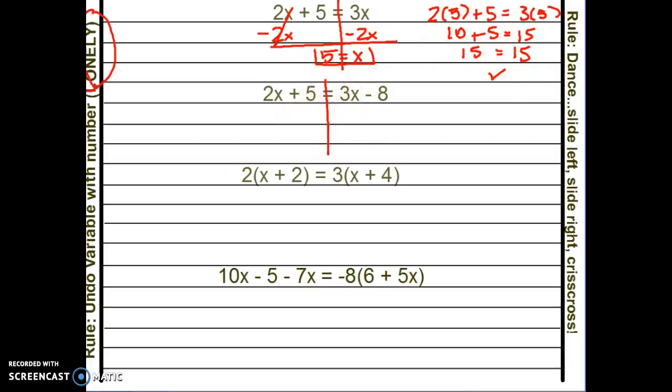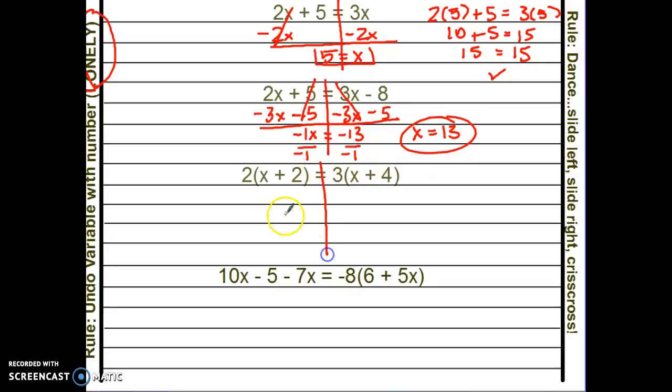All right, so this problem, can we dance? Do you have a partner 2x? Yep. Do you have a partner 3x? Yes. So we can dance. 4 minutes in. All right, so we slide to the left. Slide to the right. Crisscross. 5's 3x. 2x minus 3x is negative 1x. Negative 8 minus 5 is negative 13. Divide both by negative 1. X is equal to 13.